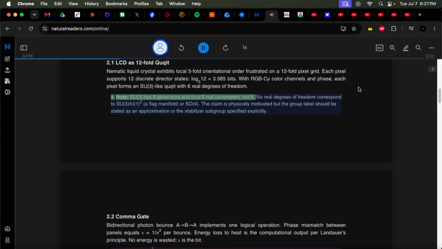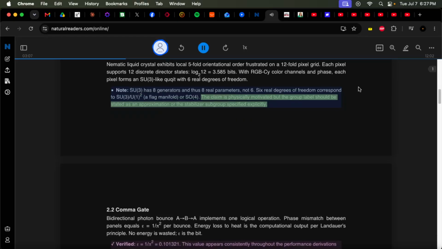Endnote: SU(3) has 8 generators and thus 8 real parameters, not 6. 6 real degrees of freedom correspond to SU(2), U(2) or SO(4). The claim is physically motivated, but the group label should be stated as an approximation or the stabilizer subgroup specified explicitly.